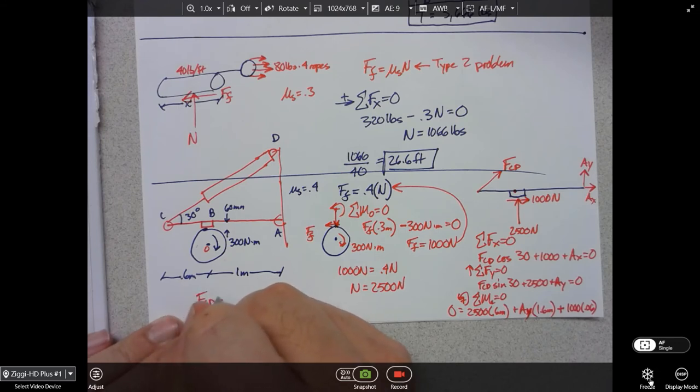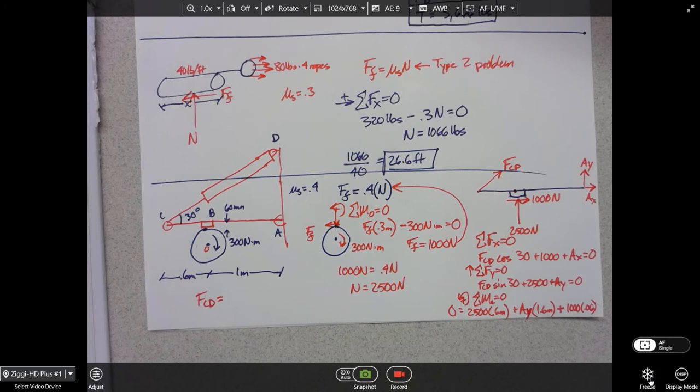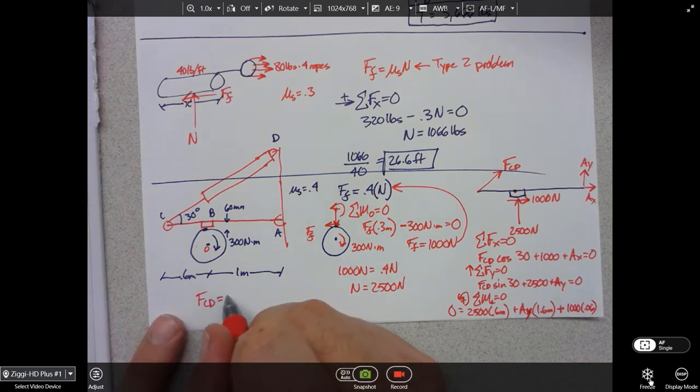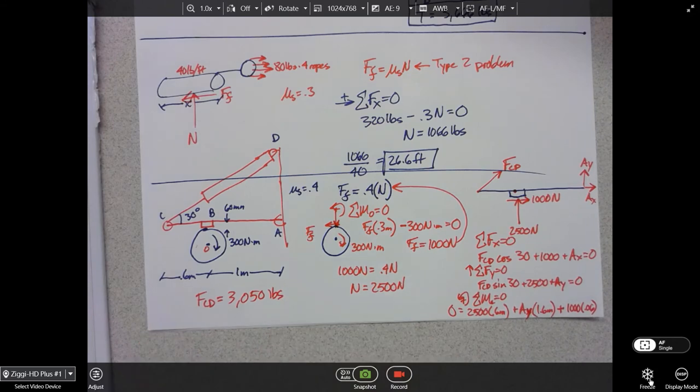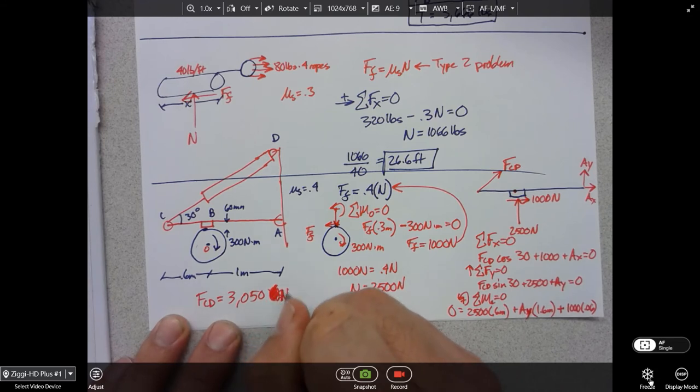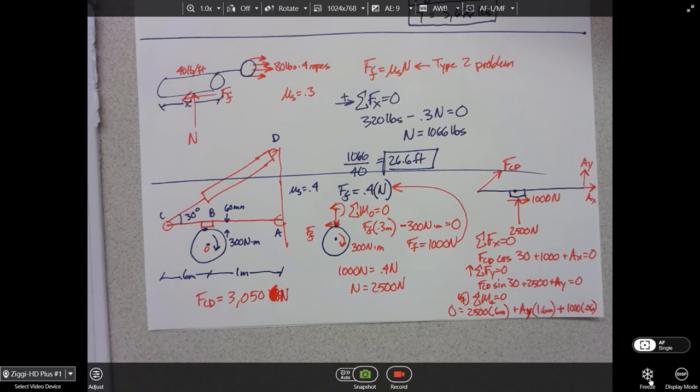Everybody get a value for FCD? 3,050 compression? Yep. Newtons. Thank you. Great. In compression. Yep. And it's in compression, right? Because it has to push down. Because it was the negative answer. Mm-hmm. All right.